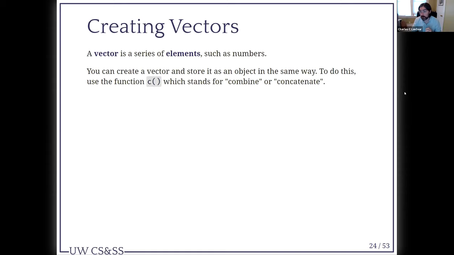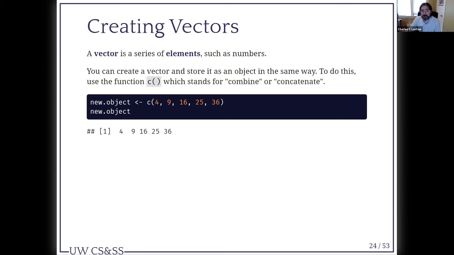It's actually technically not a concatenate function, but it looks like the ones in other languages. It works like this. If I want to create a new.object and assign to that a vector of numbers, I'm going to assign to it the numbers 4, 9, 16, 25, and 36. I assign them to new.object. I then call it, and it spits out 4, 9, 16, 25, and 36. These are five different numbers.